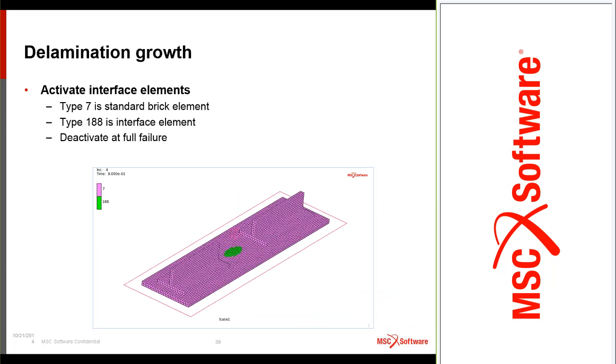And this will show up like this. So the elements in pink are the standard hexahedral elements. Element 188 is the interface element, the green one. So whenever you start out without any interface element at all in the model, we create it on the fly inside Marc. So we see that it starts to grow, and in the middle they disappear because we can also deactivate the element when it's in full failure, so it doesn't take any load at all.